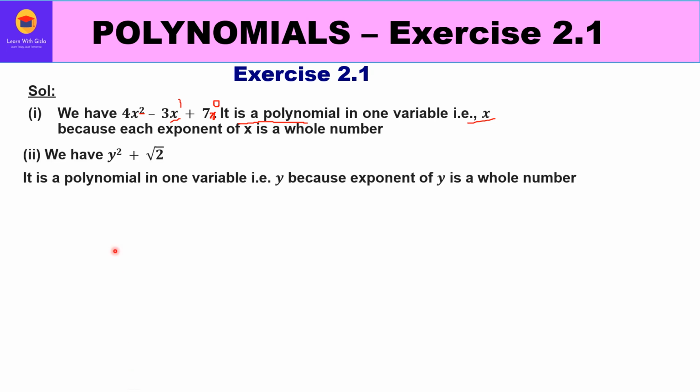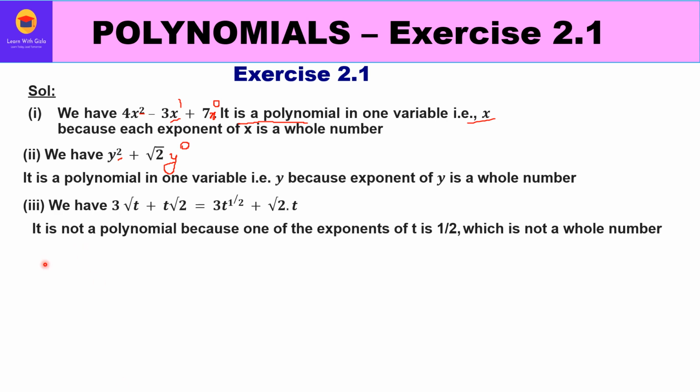Now in the second part we are given y square plus root 2. So yes, it is a polynomial in one variable, and the variable used over here is y, because the exponent of y is a whole number. How? Because over here y raised to power 2, and over here we can say y raised to power 0, right? So aren't they whole numbers, non-negative integers, right? So this expression is also a polynomial.